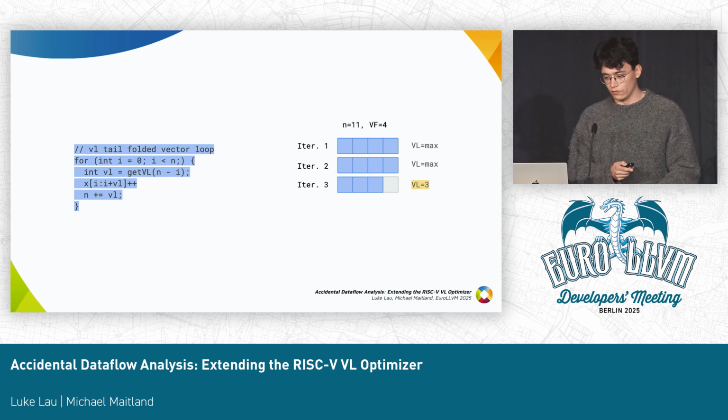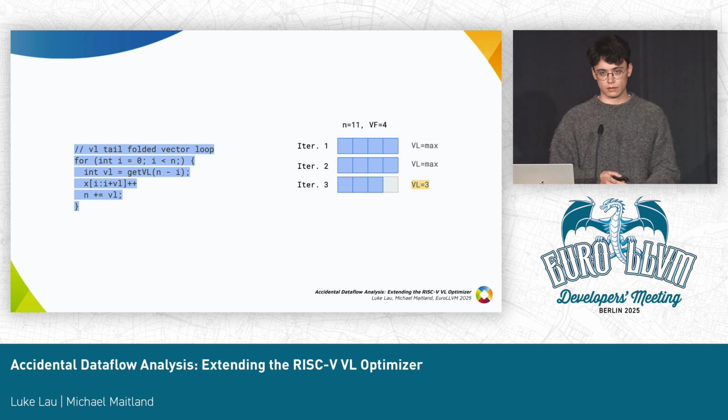The idea behind tail folding is that some vector ISAs, like RISC-V, have features that allow you to mask off lanes in the vector instructions. And with that, you can then get rid of the scalar loop at the end and just do everything in the vector loop by masking off the unneeded lanes in the last iteration.